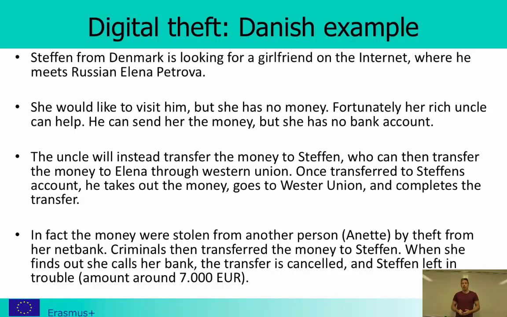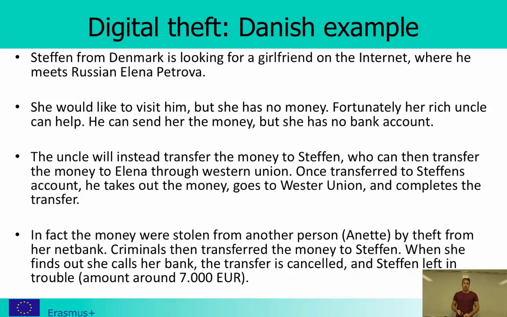But there is a problem because she has no money. Fortunately she has a rich uncle who can help. He can send her the money, but she has no bank account. So instead the uncle will transfer the money to Stefan, who can then transfer the money to Elena through Western Union. And Western Union is such a non-traceable transfer that we discussed before.